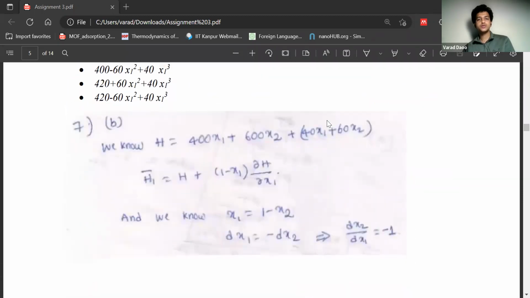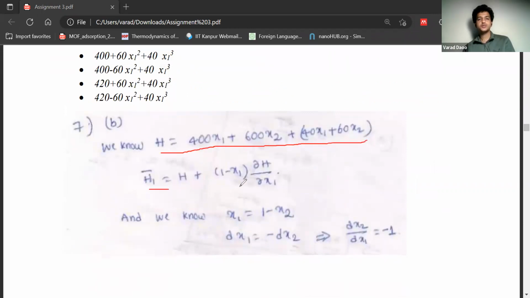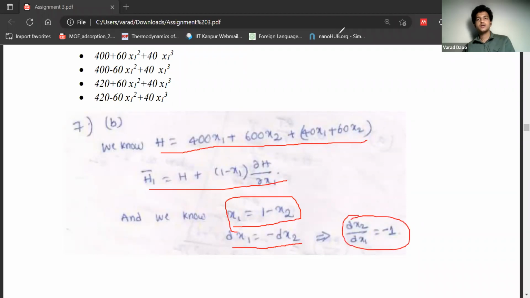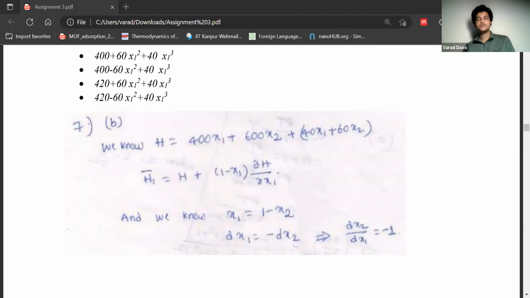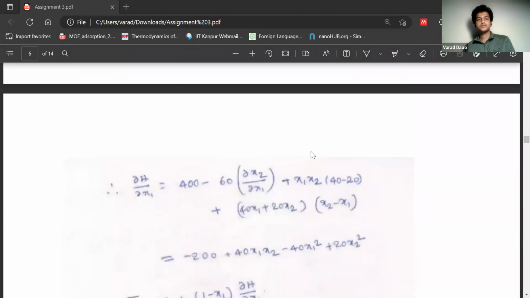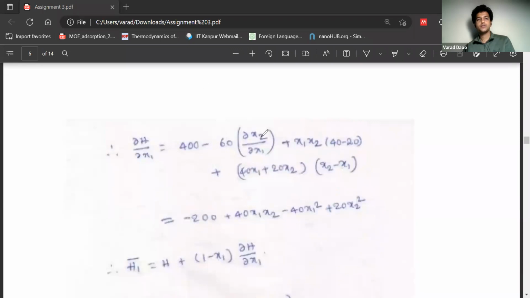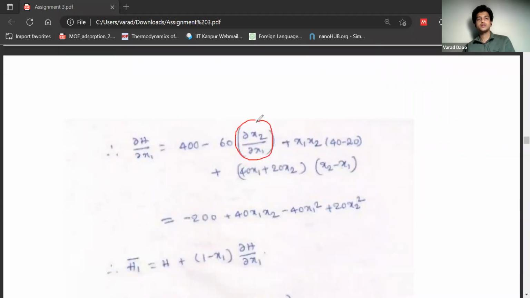So I will start with the explanation. So what we are given is this, and this is the expression which is given. So what we do is we just put X1 equal to 1 minus X2. We just take the derivative. So either you can use this method or you can just substitute everything in terms of X1. How they have done it is, instead of eliminating X2, they are using the expression X2 plus X1 equal to 1, then taking the derivative.